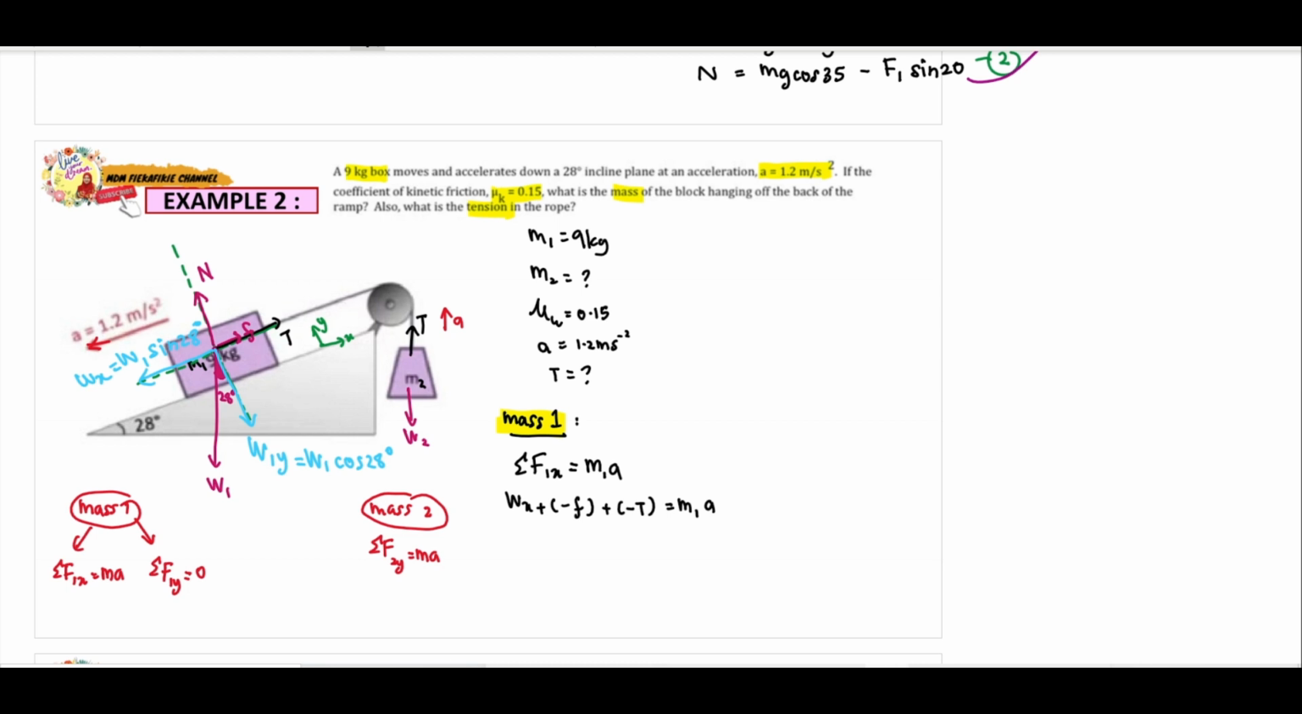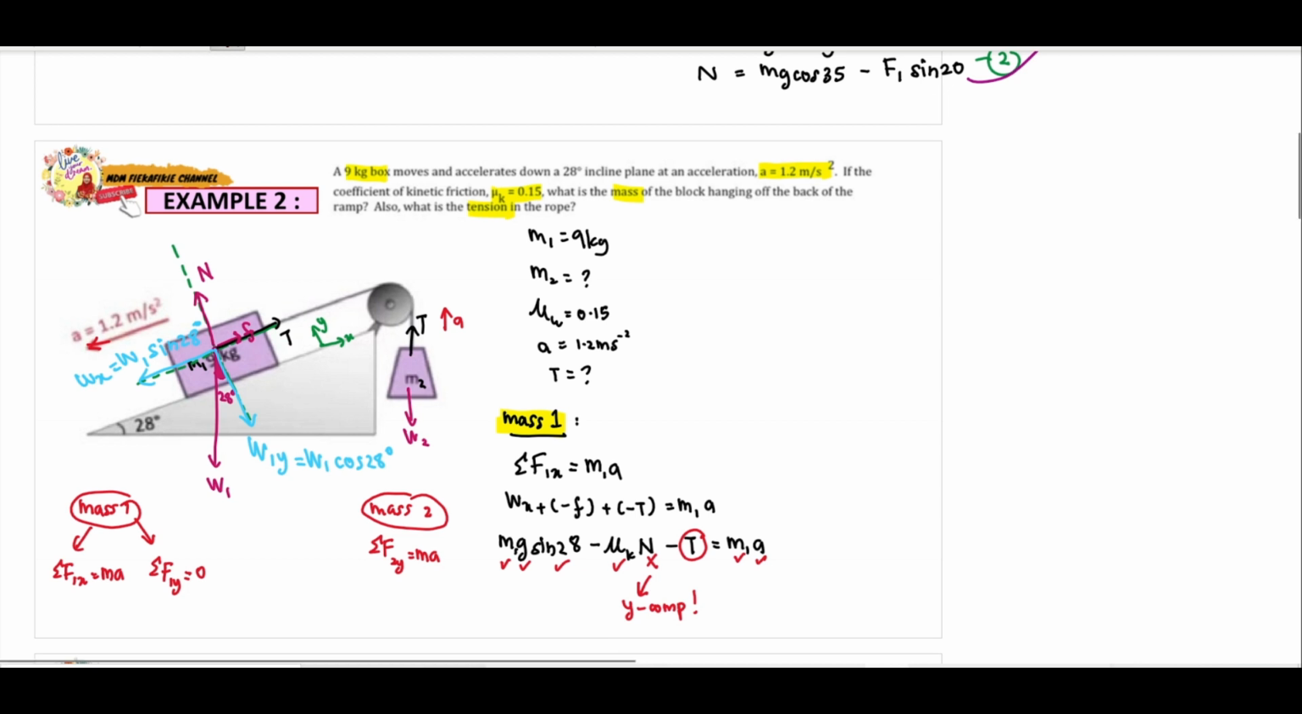So, Wx, kita gantikanlah nilai kita dah resolve tadi kan? W1 sin 28. So, saya akan terus saja masukkan mg sin 28. Alright. Minus. Friction adalah mu kn minus T equal to M1A. So, kita nak cari tension in the rope. So, kita bulatkan apa yang kita nak cari. Kita nak cari ini. Kita ada tak nilai mass M1? Ada, soalan dah bagi. So, ini ada, semua ni ada kecuali normal. Okay, A pun kita dah ada. So, mana nak cari normal? In Y component. Okay, normal duduk dekat Y component.